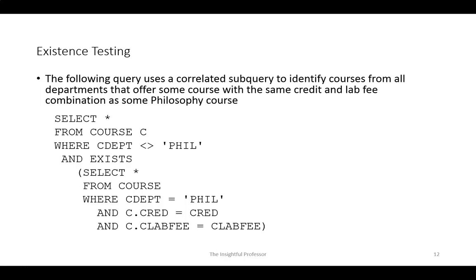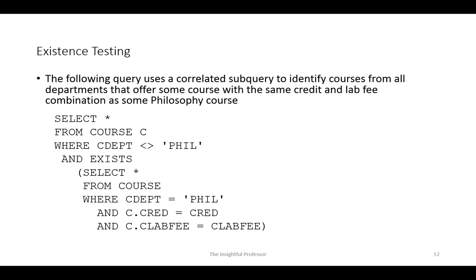Our final example of a correlated subquery brings us back to our original question, the question that we posed when we started this video. What we wanted to do there was to identify courses from all departments that offer some course with the same credit and lab fee combination found in some philosophy department course. We did that in a very different way in our first approach. We're now showing a solution that uses a correlated subquery to achieve that same goal.